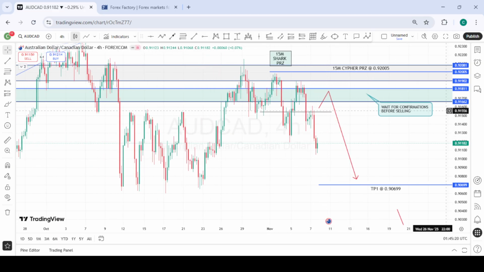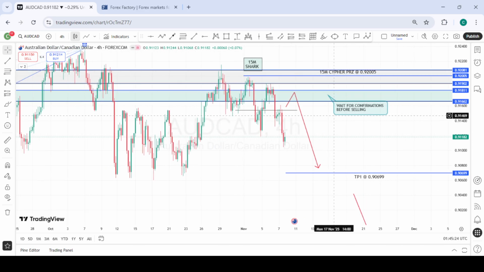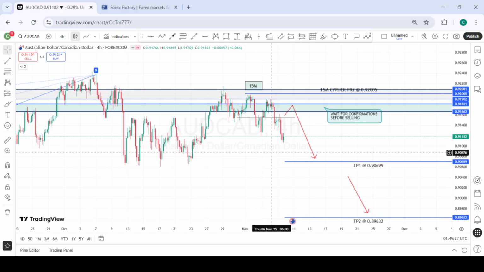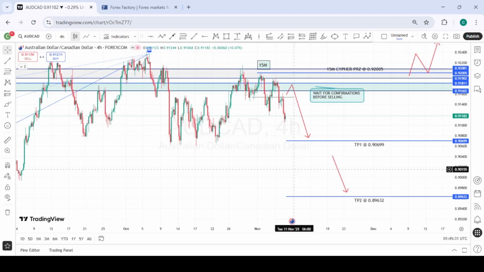So going into next week, we'll rather sit back and watch the market develop some more for us to look for further opportunities to take the price to the second TP below. So we are not going to consider this setup for this week. We'll rather look at it for next week.